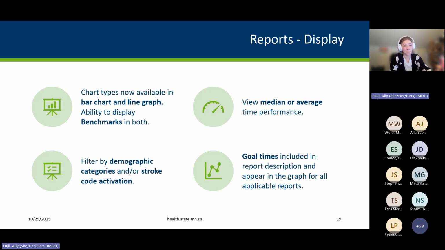Now we have chart types available in bar graph and line graph, and the ability to set benchmarks in both. We'll go over benchmarking in just a second. You can view median time or average time. Yes, I said it, median time. That has been a request for many years now. So now you can see your median or average time performance. You can filter by demographic categories or stroke code activations. And now goal times are included in each report description and appear in the graph for all applicable reports. I'll show you a visual of that in just a second.